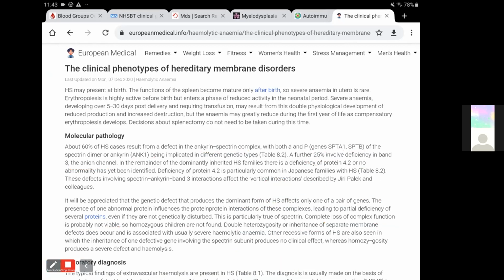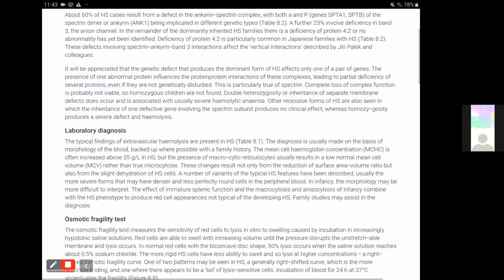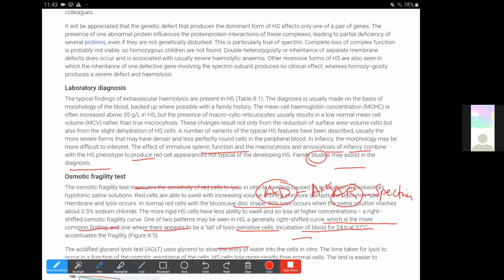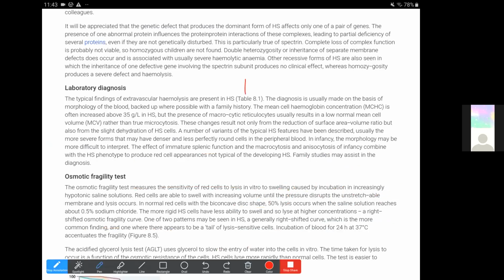Then we have the laboratory diagnosis, in which case, of course, the MCV and the MCHC may be considered. The diagnosis is made on the basis of morphology with those spherocytes, microspherocytes, which are smaller than the normal RBC with loss of central pallor. And the MCHC in this case is often increased above 35 gram per liter. But the presence of macrocytic reticulocytes usually results in a low normal MCV rather than true microcytosis. So although there are microcytes, the MCV may be variable.